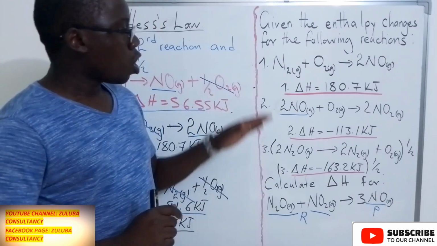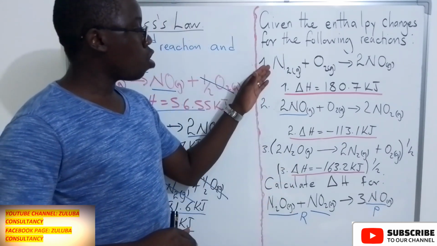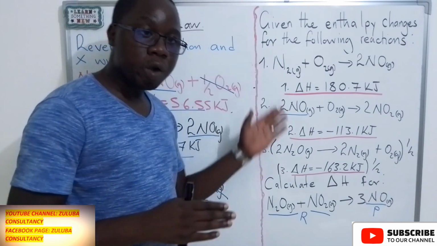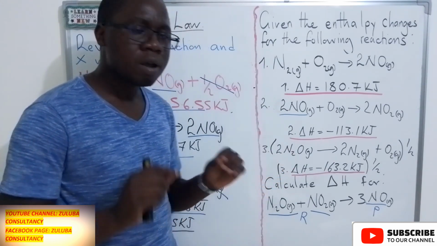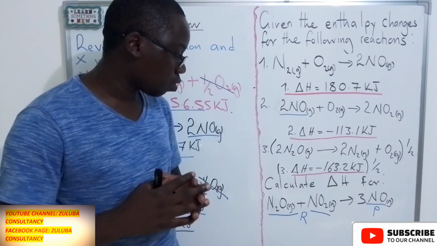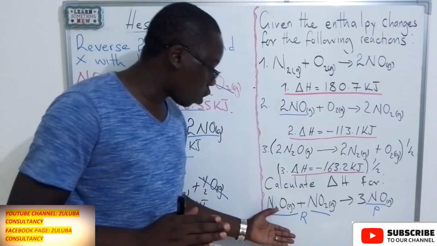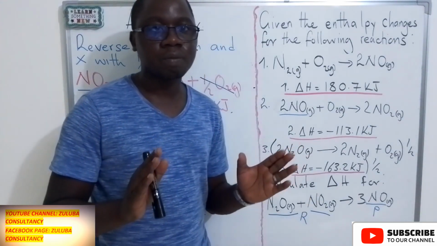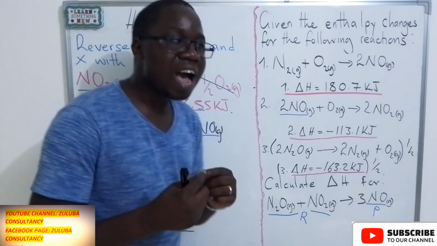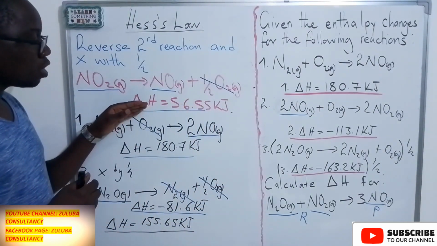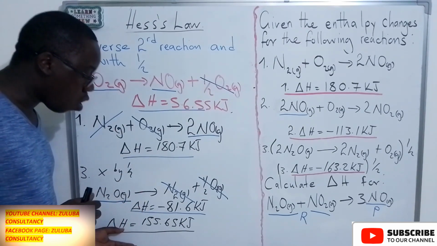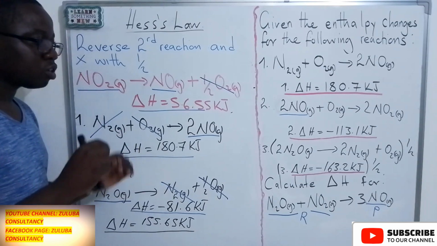Please note that in some questions, not all the reactions need to be used. In this one, we used every reaction that was in the question, but not all reactions need to be used in some questions. Your target is to come up with the overall reaction. After you come up with the overall reaction, you simply add the sum of the enthalpy changes of those reactions that you have used to come up with the overall enthalpy change of the reaction.